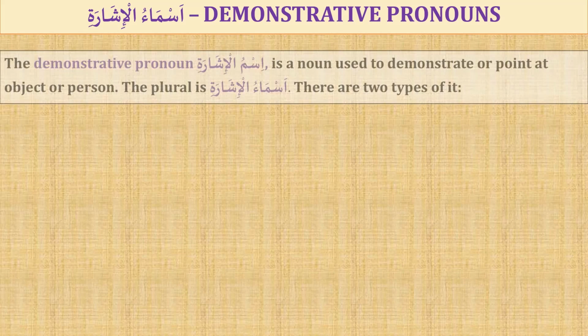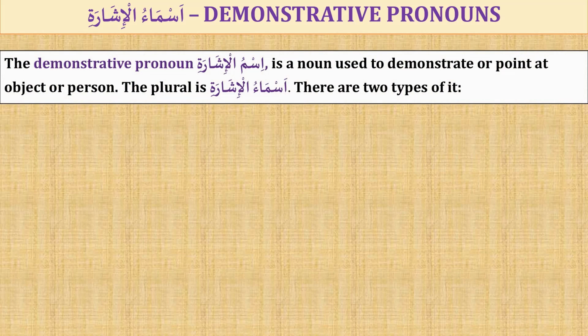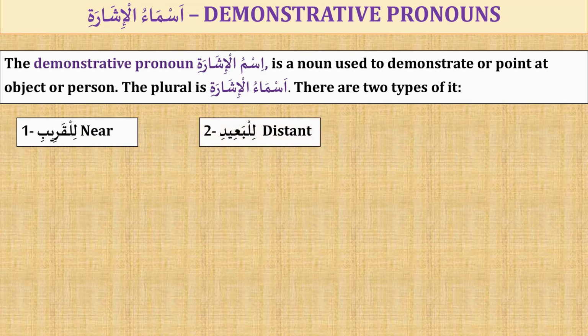Today we are going to learn أسماء الإشارة, demonstrative pronouns. The demonstrative pronoun in Arabic is اسم الإشارة, a noun used to demonstrate or point at an object or person. The plural is أسماء الإشارة, demonstrative pronouns. There are two types of demonstrative pronouns. First, للقريب for near objects or people, and the second one للبعيد, distant objects or people.